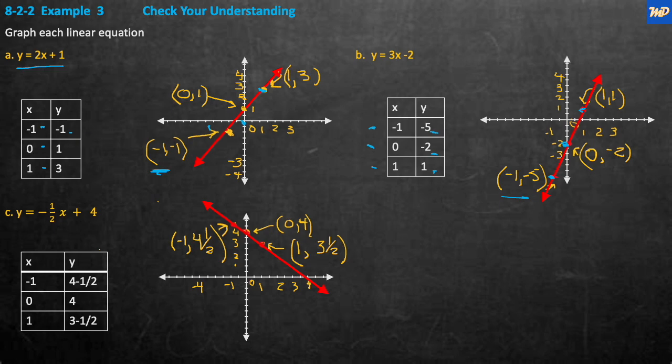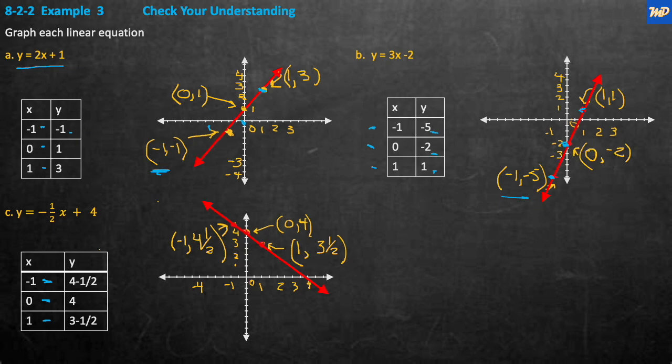Problem C, y equals -1/2 x plus 4. Okay, -1, 0, and 1. Same as all the others. So when we put a -1 up here, we get a positive 1/2, right? Because the negative signs cancel each other. So it's a positive 1/2, 1 divided by 2, plus 4. 4 and 1/2 is the y value.